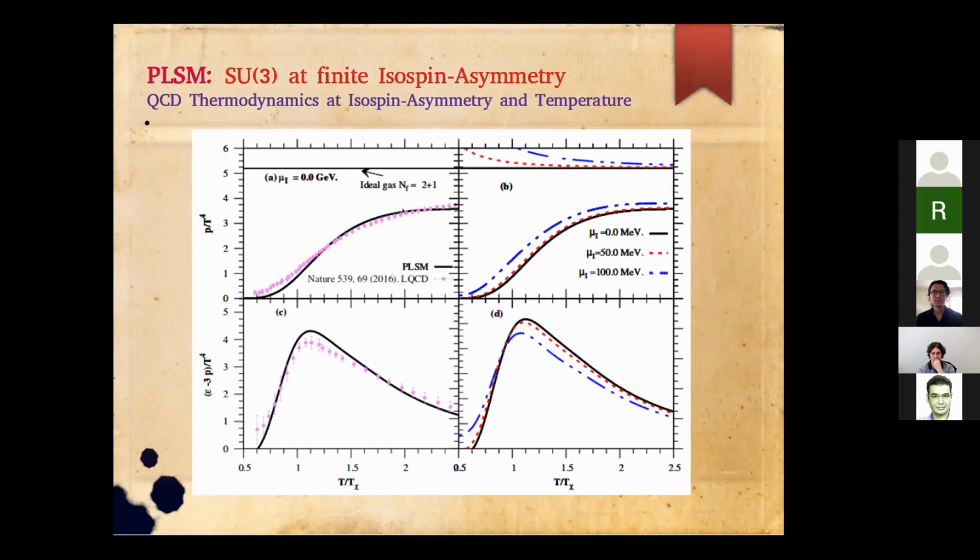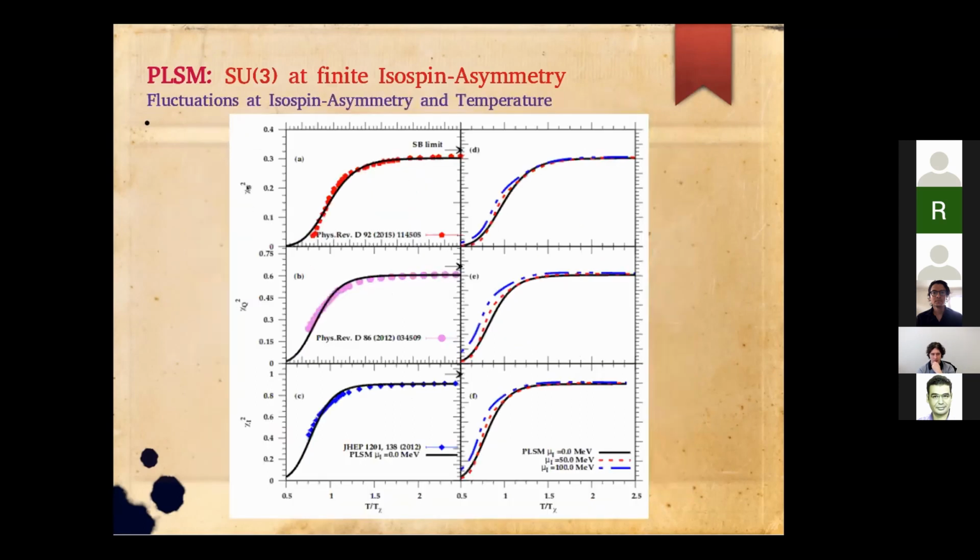We see good agreement here for the pressure, and here we are just varying the isospin chemical potential. This is our expectation for lattice studies of the pressure at different isospin chemical potentials. Here is the interaction rate at zero isospin chemical potential compared to lattice, and here also our expectation at finite isospin. And here I move to the fluctuations. Here for the baryons, here for the electrical charge, and here for the isospin.